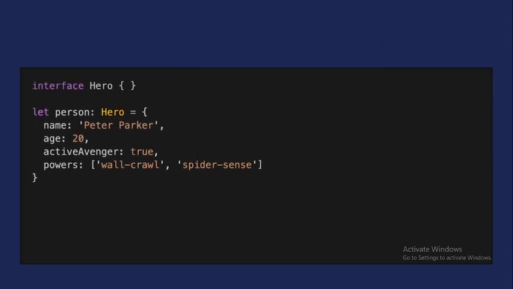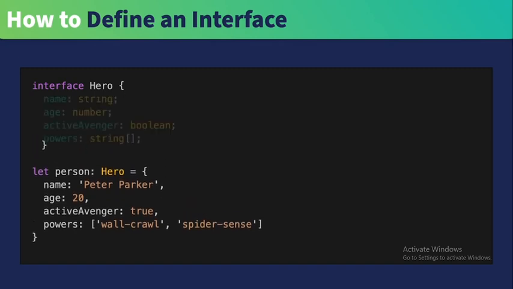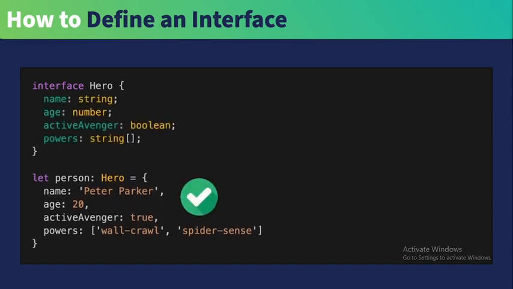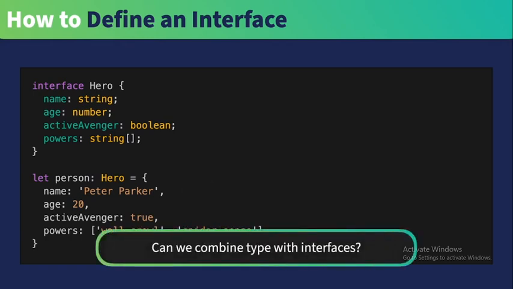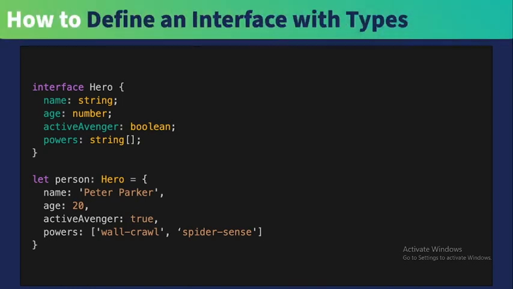Just like type, you can declare an interface by prefixing the variable name with interface. So using our hero example from above, it would start out like this, where we have interface Hero with the object. With this structure in place, we can now move all of our definitions inside of Hero. And just like that, our person is now properly typed and works exactly as we expect. However, a question you might have is, can we combine types with interfaces? And the answer is yes. Let's say we want to enhance our Hero interface by defining what comic book universe they live in.